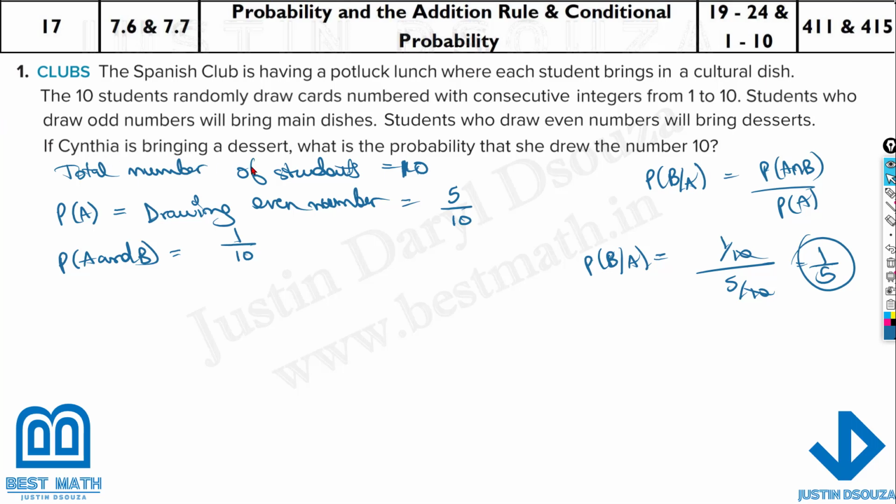The other method would be: if Cynthia is bringing a dessert, what is the probability she drew 10? So already we know this condition: bringing a dessert is even numbers. What are the total possibilities of even numbers? 5. And 10, it's only 1 out of 5. So this is also possible, but this is the actual method. Better to do this.